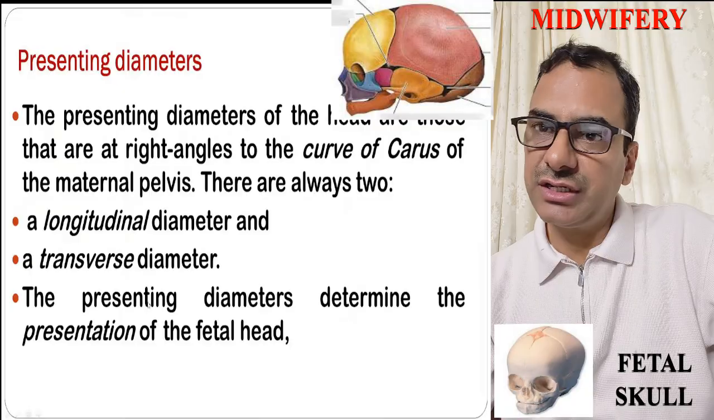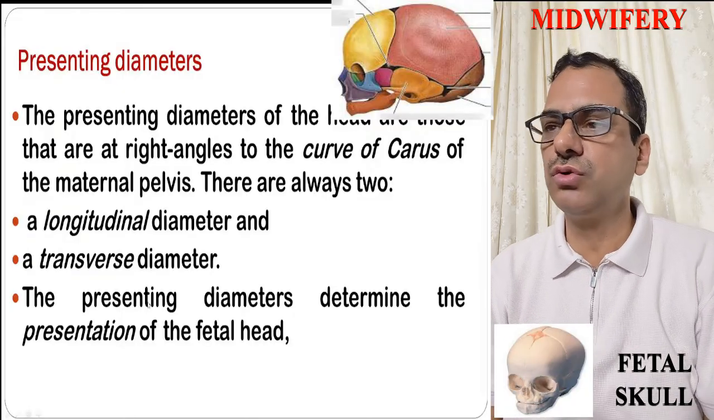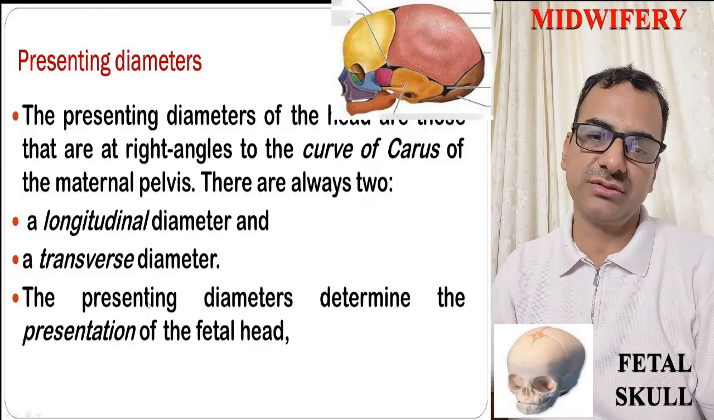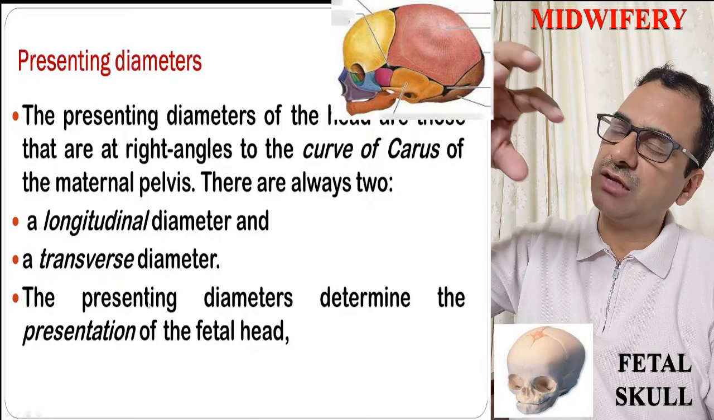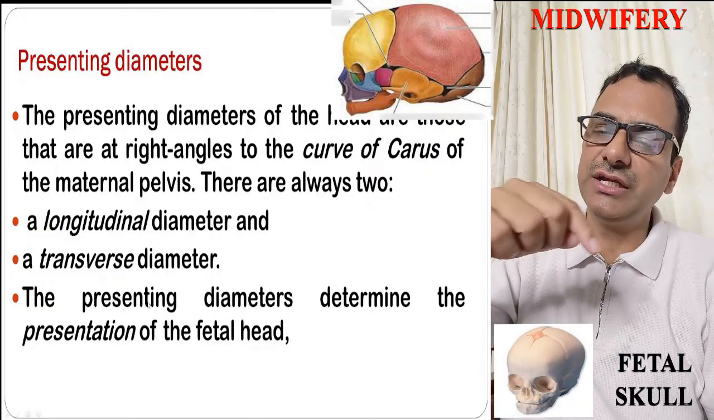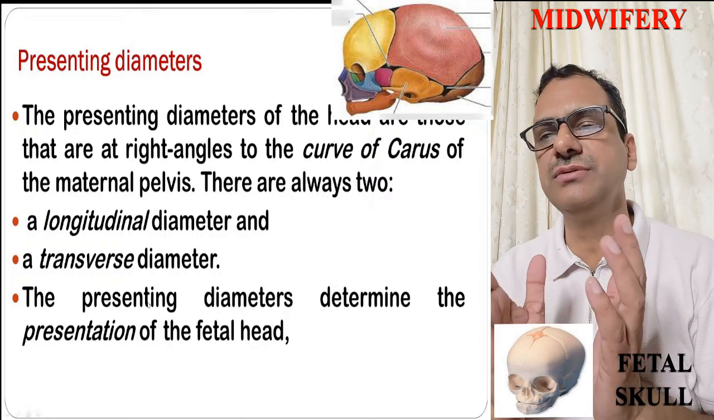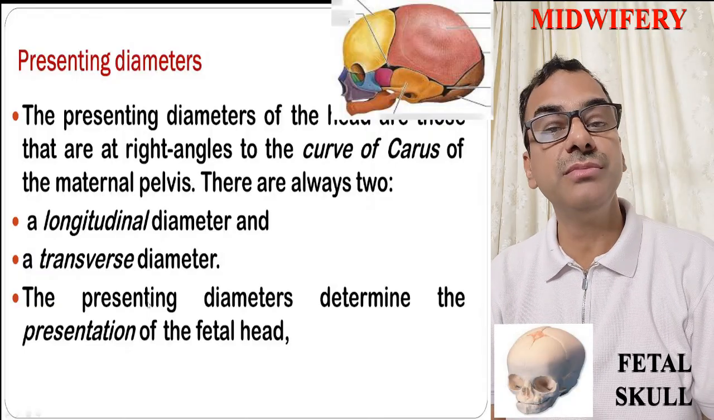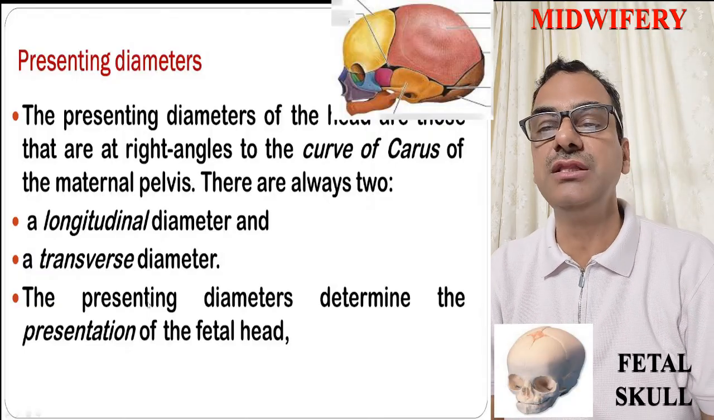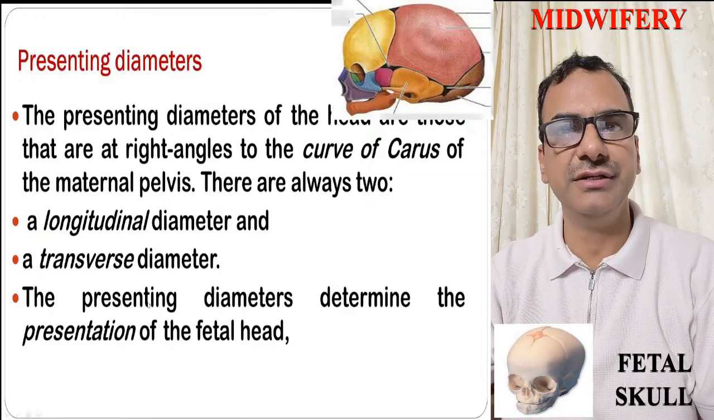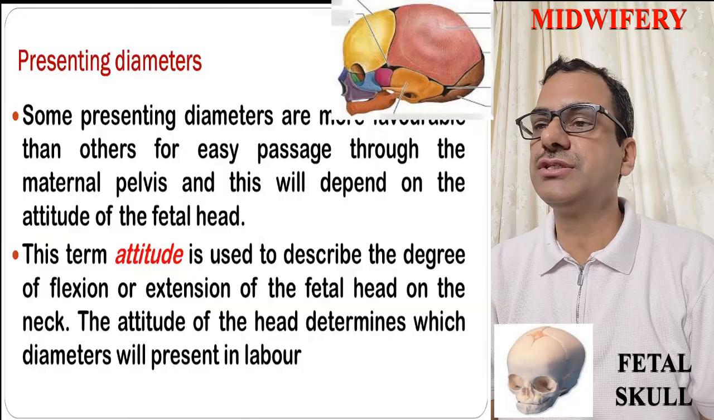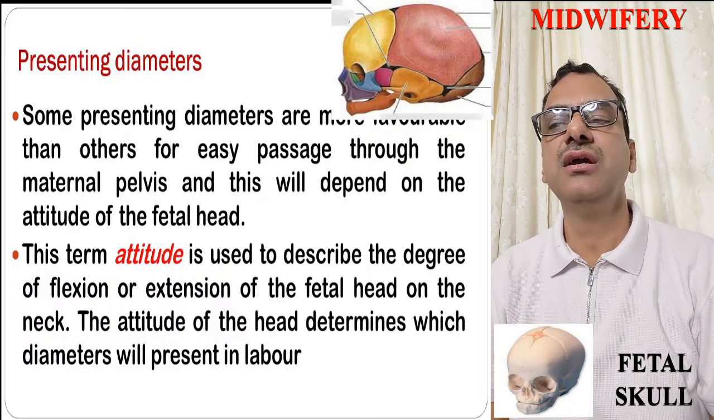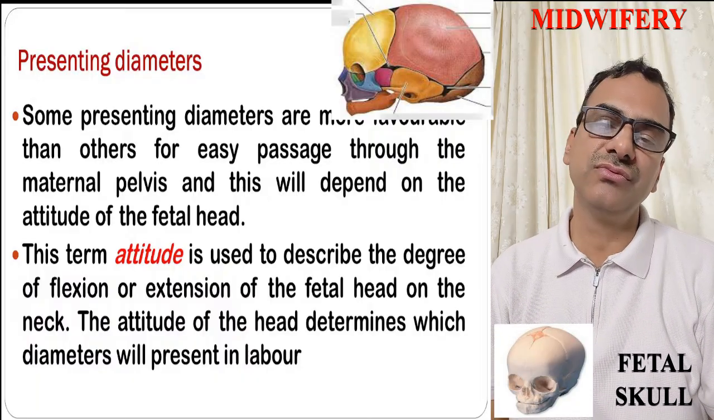Now the presenting diameters. What are the presenting diameters? The presenting diameters of the head are those that are at right angles to the curve of Carus at the time of engagement. So two diameters will be there, and these are known as the presenting diameters. One will be a longitudinal diameter and one will be a transverse diameter. The presenting diameters determine the presentation of the fetal head. Some presenting diameters are more favorable than others for easy passage through the maternal pelvis, and this depends on the attitude of the fetal head.